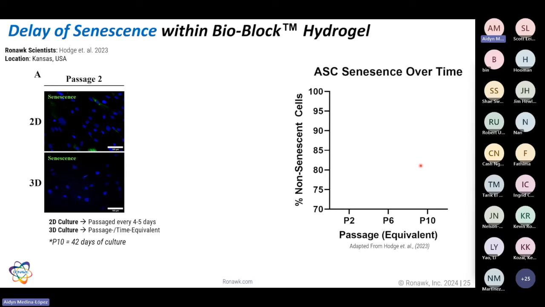And what we're talking about in 3D is a passage equivalent. So at the same time that those cells in 2D reached that passage that we are interested in, those cells were taken out of the three-dimensional environment and put on a plate for being tested for different assays. As we can see here, by passage 2, even in 2D, we start seeing cells that are positive for that senescent marker, which is, we use beta-gal as our senescent marker.